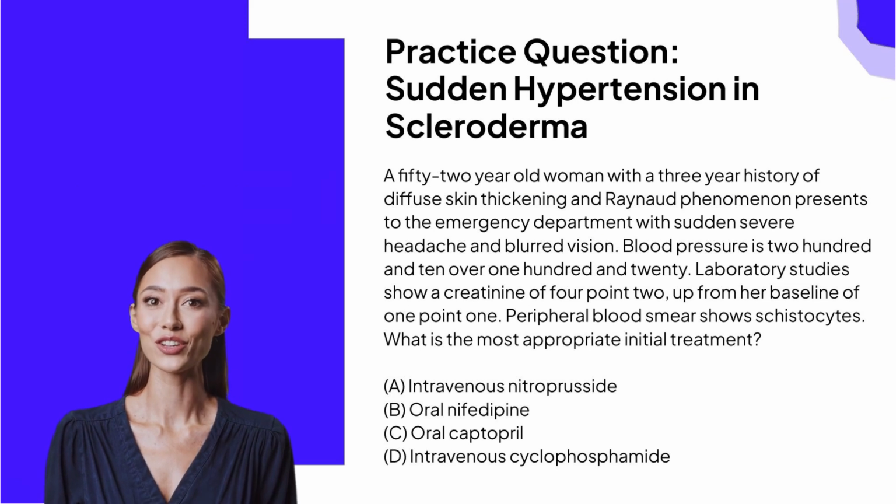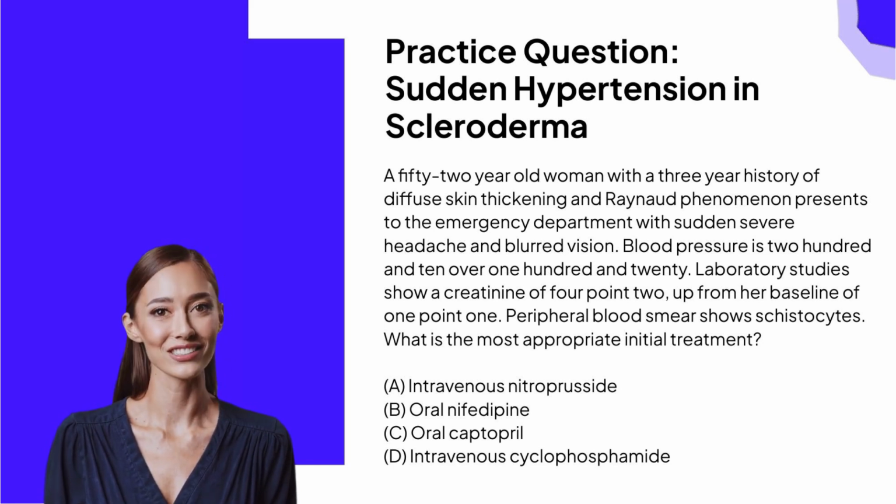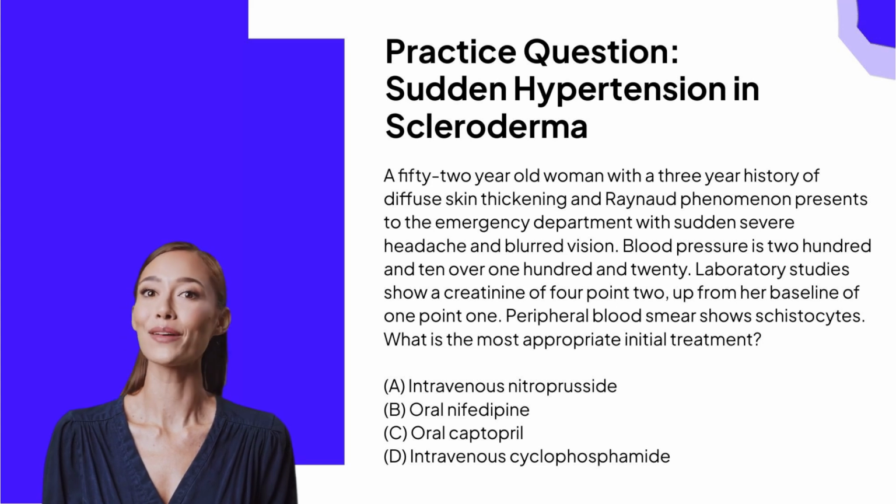We have a 52-year-old woman with a history of diffuse skin thickening and Raynaud phenomenon, which tells you she has diffuse scleroderma. She presents with sudden severe hypertension, a dramatically elevated creatinine, and schistocytes on peripheral smear. Think about what diagnosis this represents and what the most appropriate initial treatment would be.